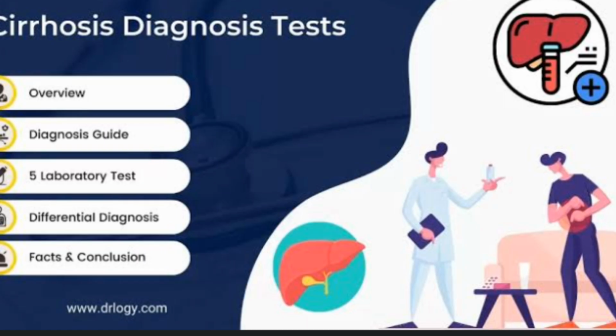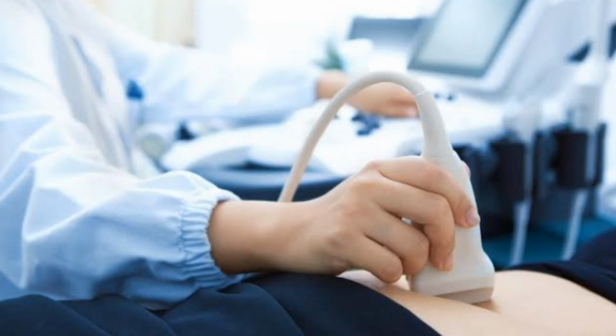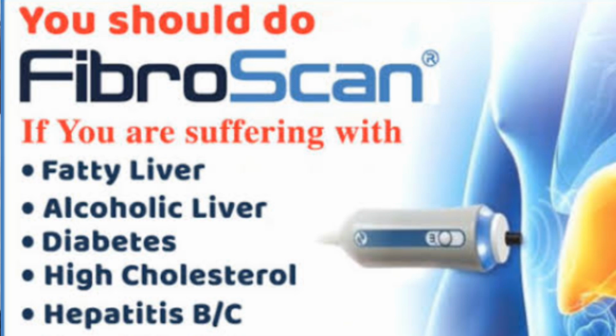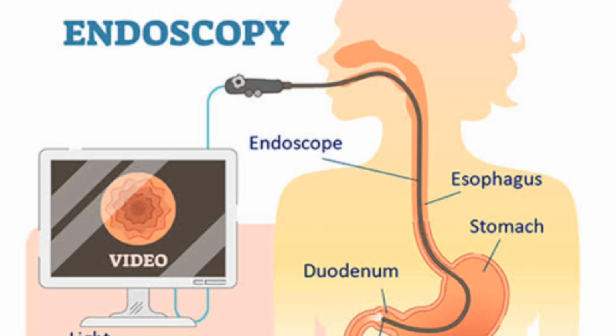How to diagnose liver cirrhosis? The most important thing is clinical history and physical examination. Blood test, liver function test, imaging, ultrasound, CT scan, MRI that may show shrunken and nodular liver. Transient elastography, that is fibroscan, measures liver stiffness. Endoscopy to look for esophageal varices. Liver biopsy if diagnosis is not clear.